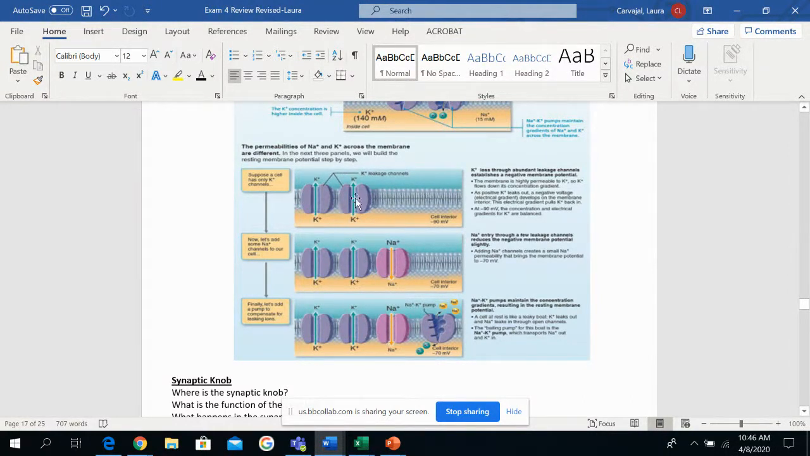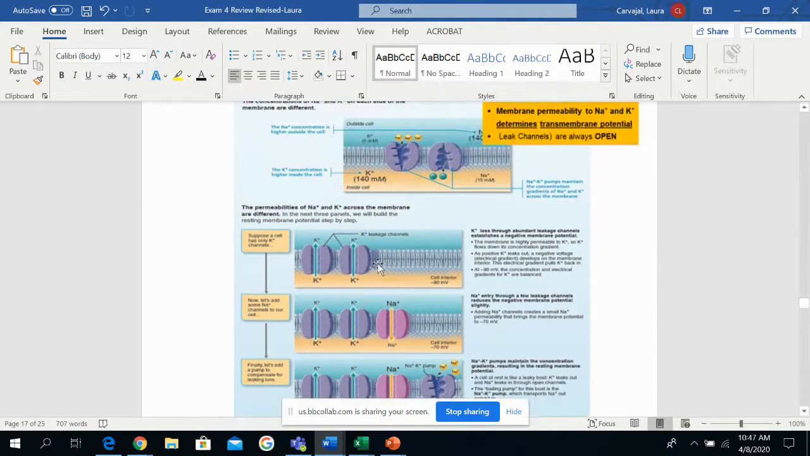The next one that we have is our leaky channels, which are basically like a leaky faucet. They continuously let sodium or potassium in or out with no need of energy or regulation. They're good to maintain homeostatic balance in the cell.